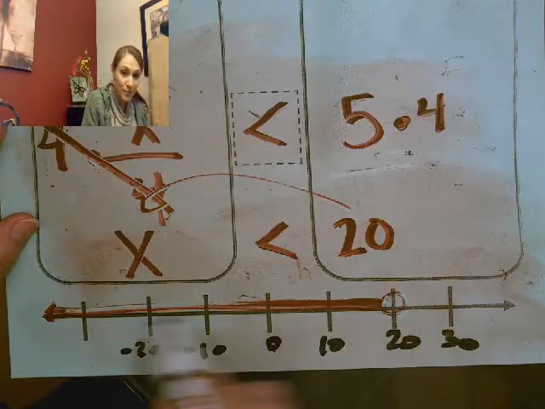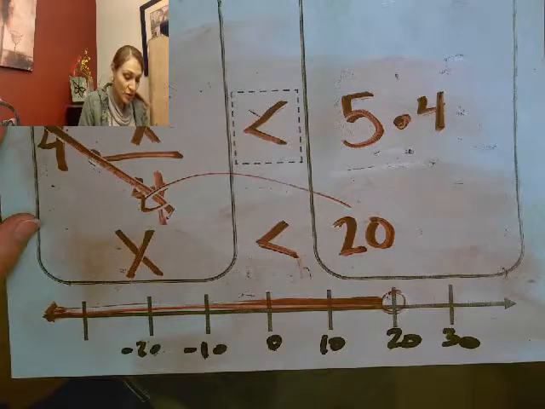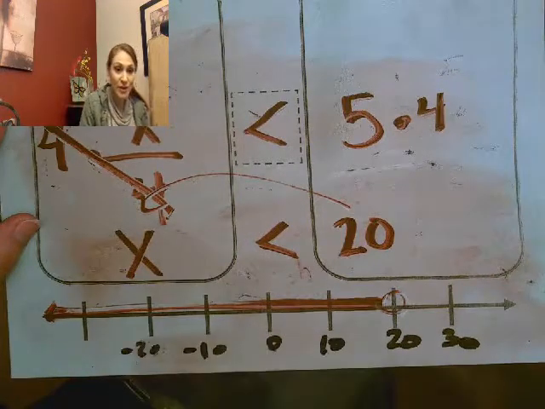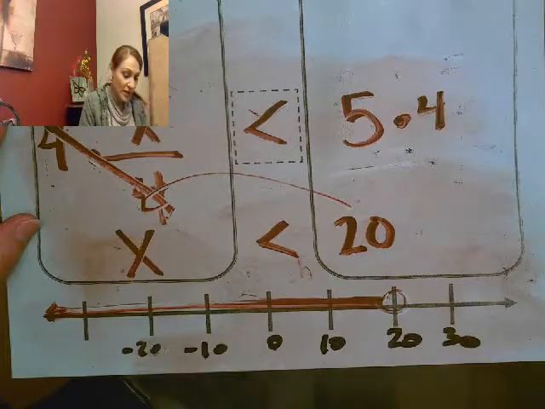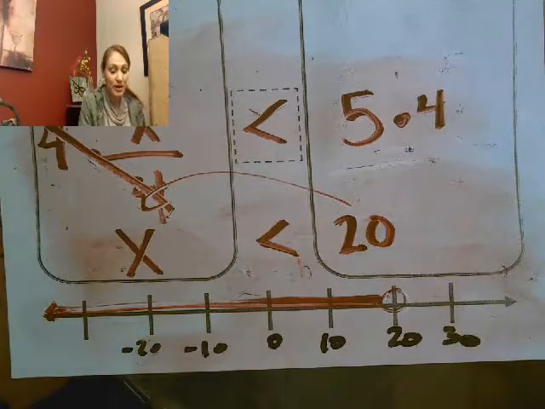Any one of these numbers, if I plug it into the statement, should make this statement true. So if I plug in 10 here, is 10 less than 20? Yeah. Negative 10. Is negative 10 less than 20? Yep, it works. So I know it's shaded in correctly.